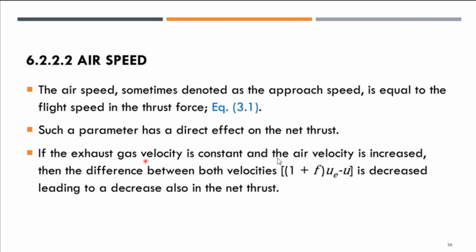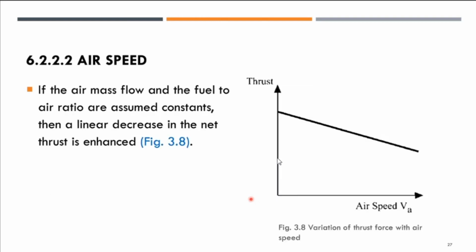If the exhaust velocity UE is constant, then the air velocity is increased. From this expression, the difference between the two velocities is decreased, leading to a decrease in the net thrust. Exhaust velocity constant, air velocity increases, you will get a decrease in the net thrust. If the air mass flow and the fuel to air ratio are assumed constant, then a linear decrease in the net thrust is obtained.